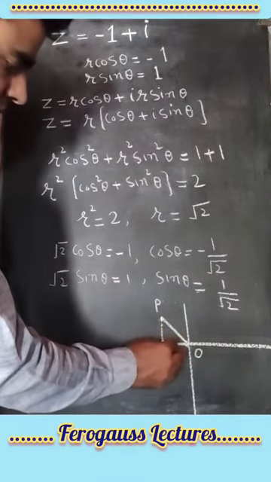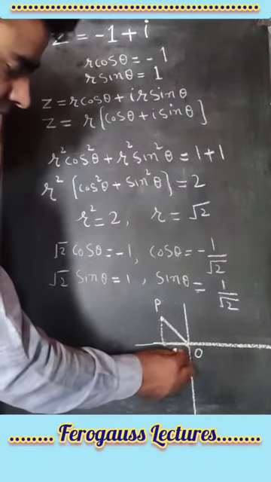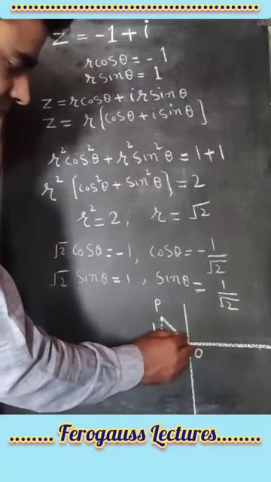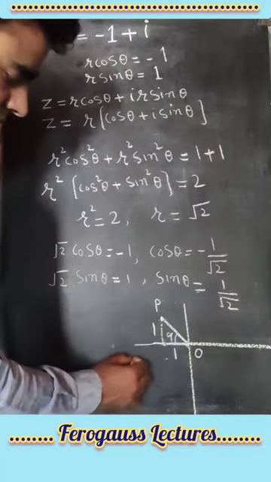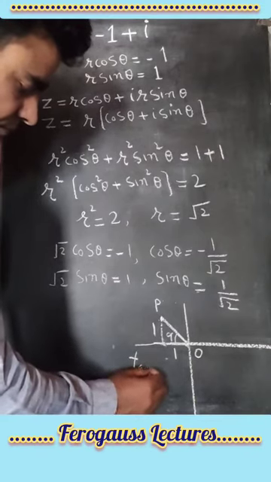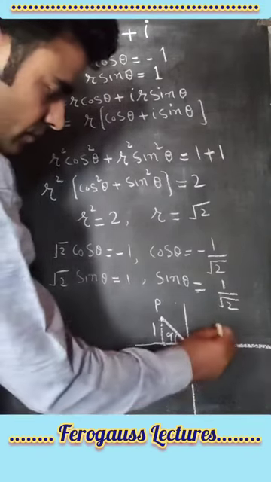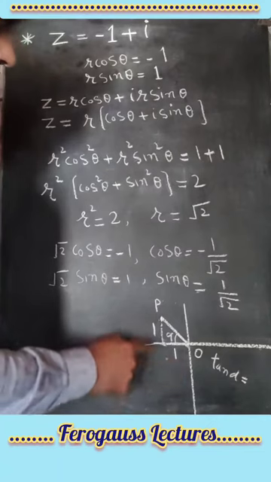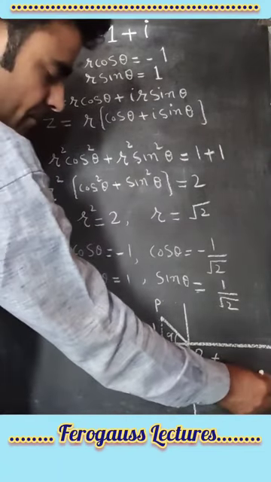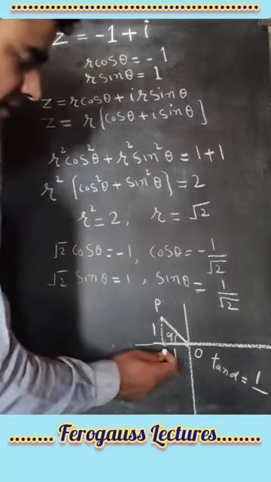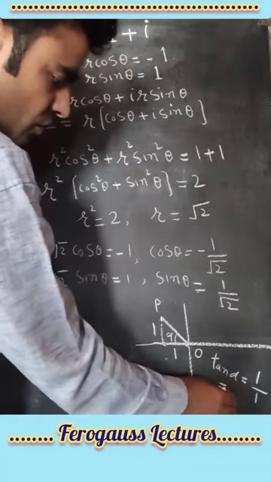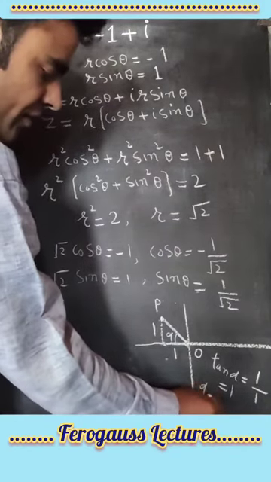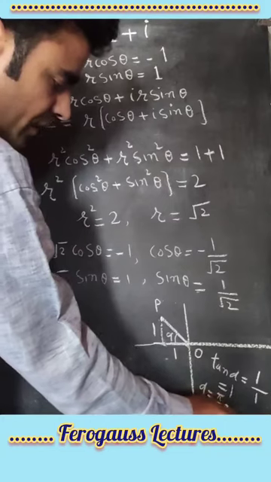Draw perpendicular from this point on real axis. This is 1 unit. This is 1 unit. Let this angle be alpha. Then tan alpha is equal to opposite side, that is 1, divided by adjacent side, that is 1, which is equal to 1. And we know that when tan alpha is equal to 1, then alpha is equal to 45 degree or pi by 4 radians.